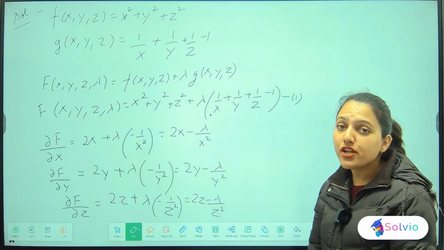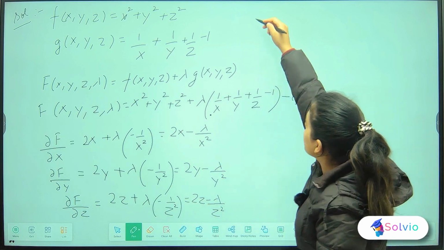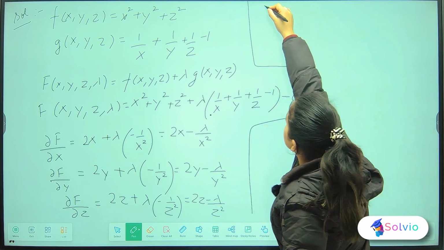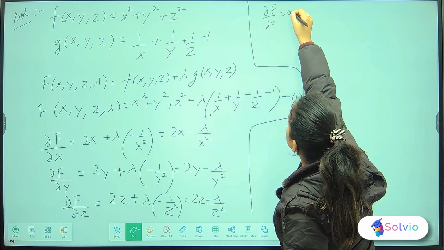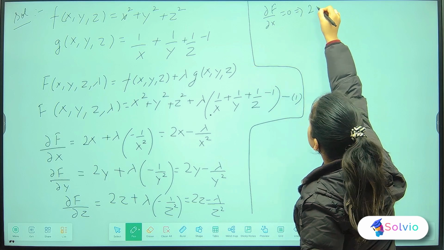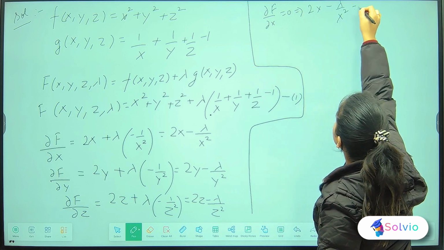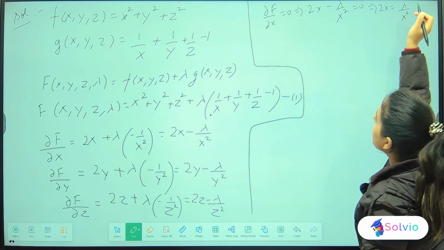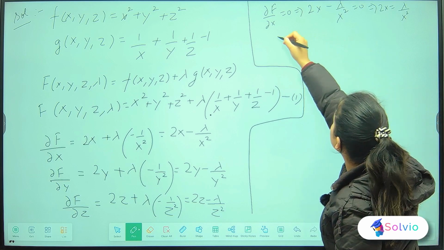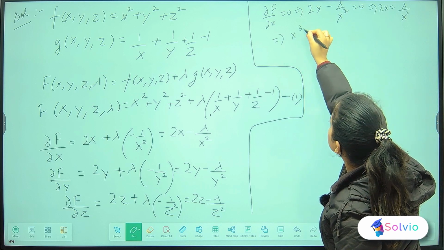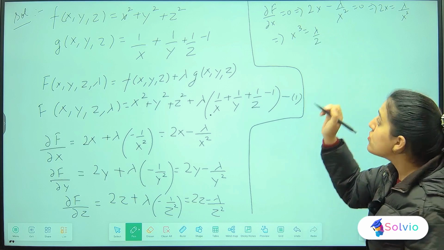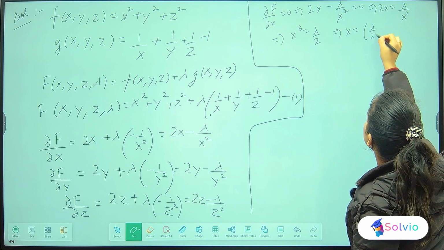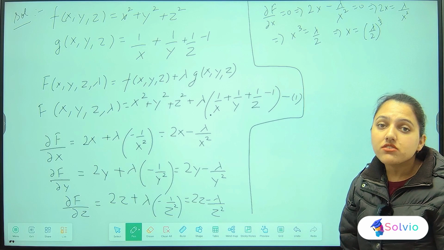Now we will put the value of these partial derivatives equal to 0. So let's divide the board. Here, when I put del f upon del x equal to 0, this implies 2x minus lambda upon x square equals 0, and this implies 2x is equal to lambda upon x square, right? Now from here, x cube is equal to lambda upon 2, and I get the value of x as (lambda upon 2) whole raised to power 1 upon 3.